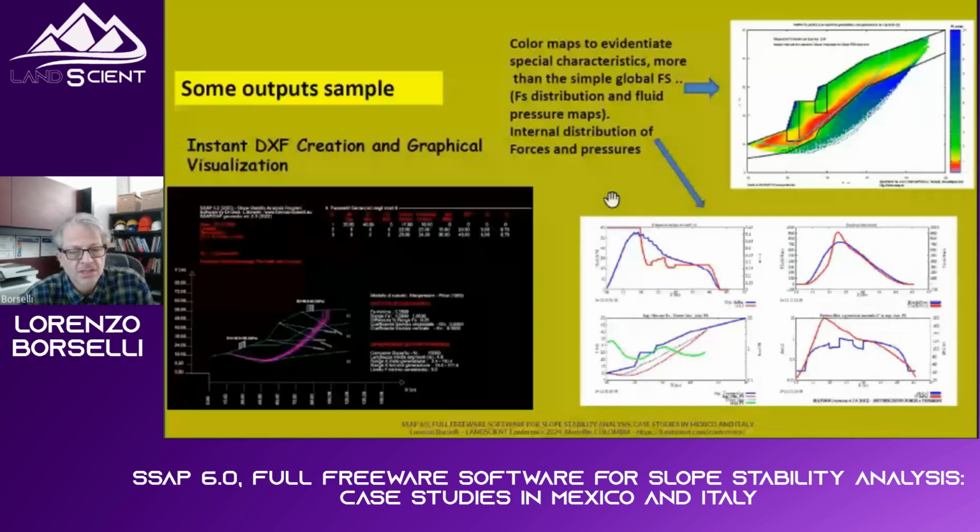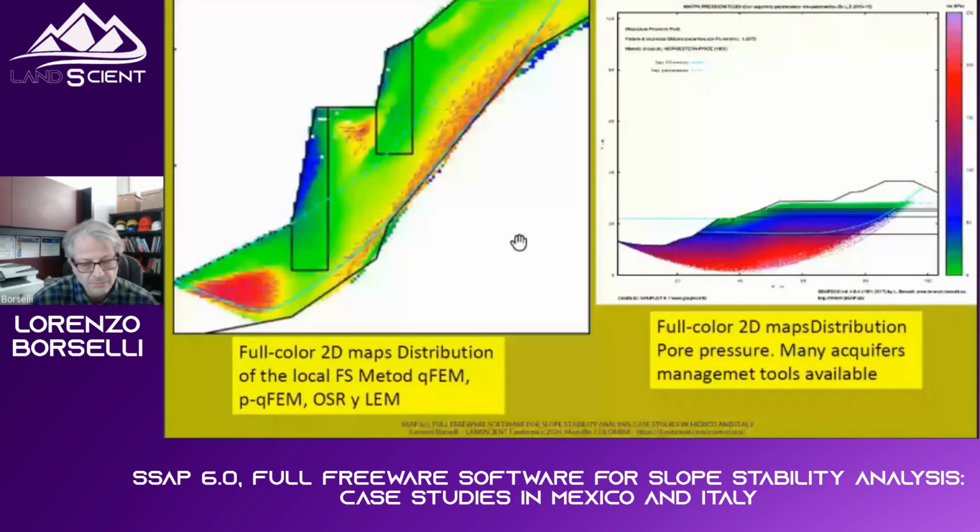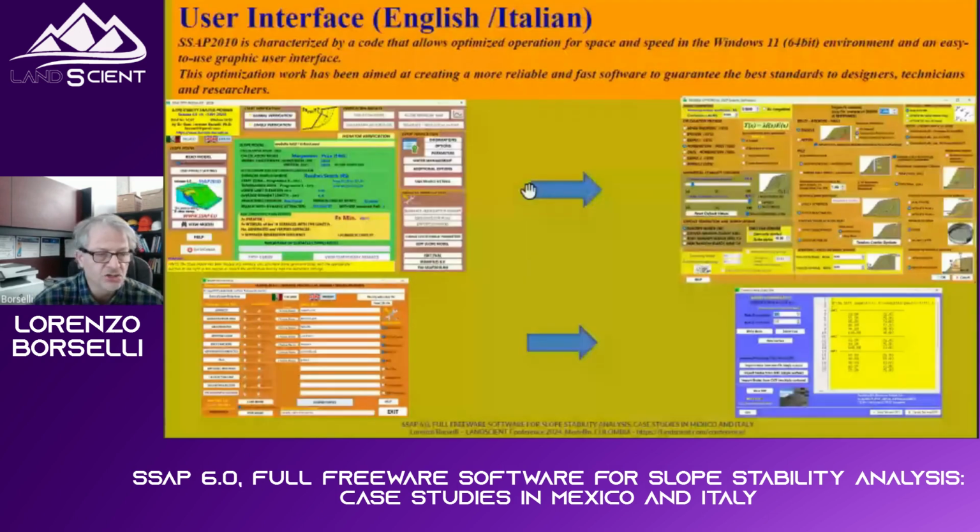We have some graphical output possible, and many tools able to evaluate also where progressive failure can be generated, in case of excess of pore pressure as well. We have a user interface, English and Italian. You can easily change it by clicking a button, and manipulate the software, and also generate the data structure as well.